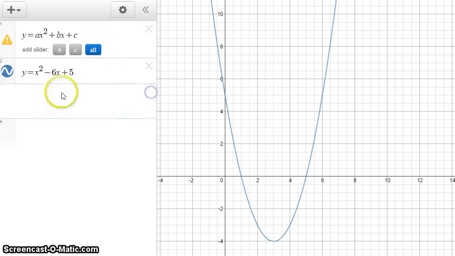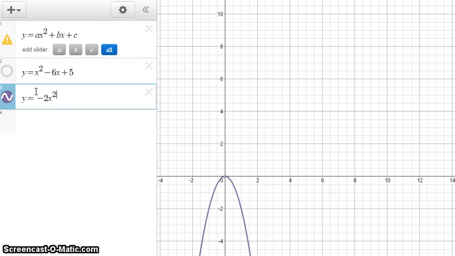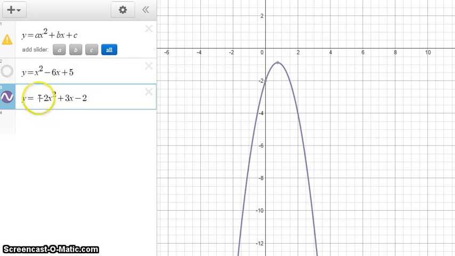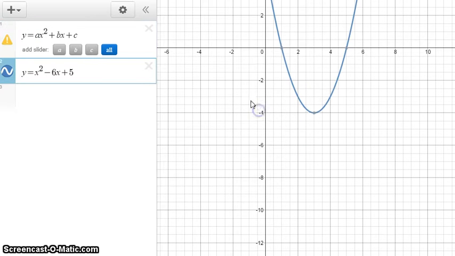So let's change this a little bit. Let's turn off the blue graph. Let's say I have y is equal to negative 2x squared, I'm just going to make something up right now, plus 3x minus 2. Okay, so as you can see, I have this parabola, and since my leading coefficient is a negative number, it's negative 2, my graph opens down. Okay, so we look at a, which is my leading coefficient, to know if my graph is going to open up or down.